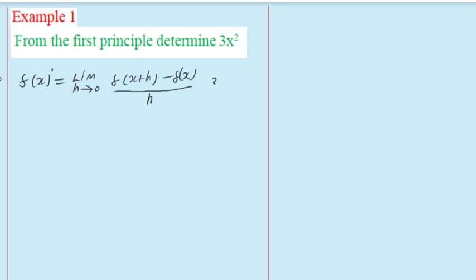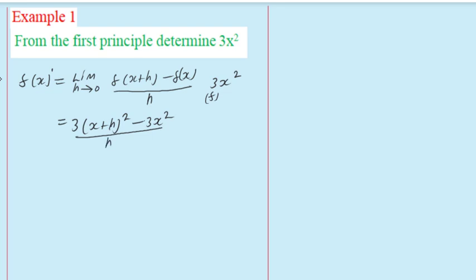And therefore, with 3x squared, now 3 represents f and the x remains to be x in our formula. Therefore, where we have f, we put 3 in our formula. And in this case, we just put 3 where we have f, and we have 3(x plus h) squared minus 3x squared, everything divided by h.